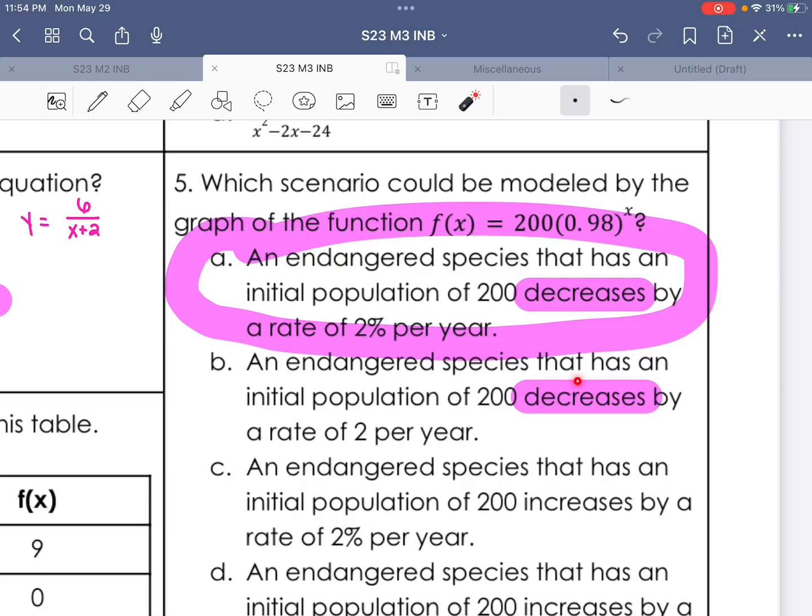So we only have A and B left now, because C and D were increasing. Then it says they decrease by a rate of 2% per year. This one is a rate of 2. This question is really just picky more than anything, but if we're looking for rate, then we're looking for percentage. So because of that, 5 is answer choice A.